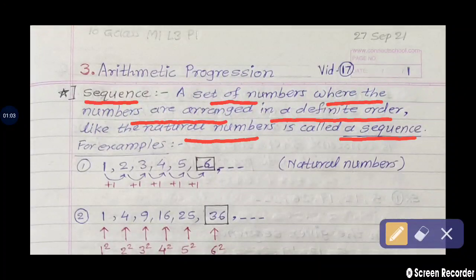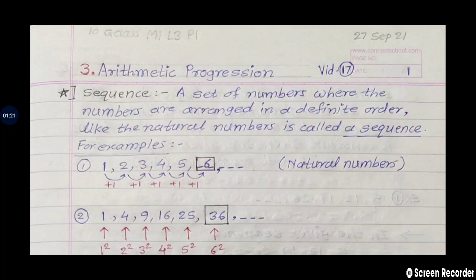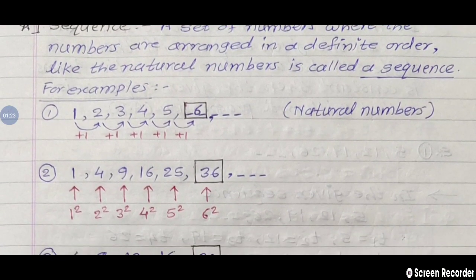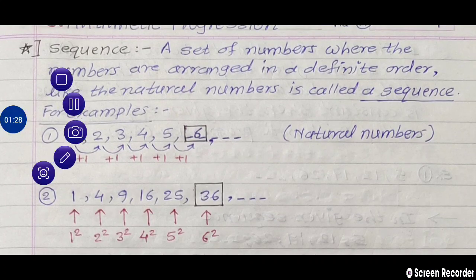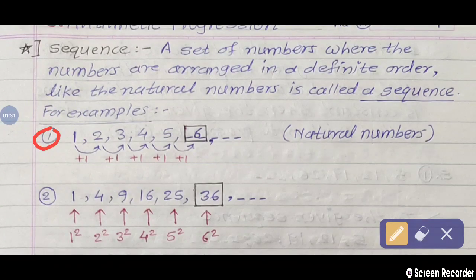Means we arrange the set of numbers in a definite order. That arrangement is called here a sequence. Now see some examples. First example is 1, 2, 3, 4, 5, etc. So the numbers start from 1.